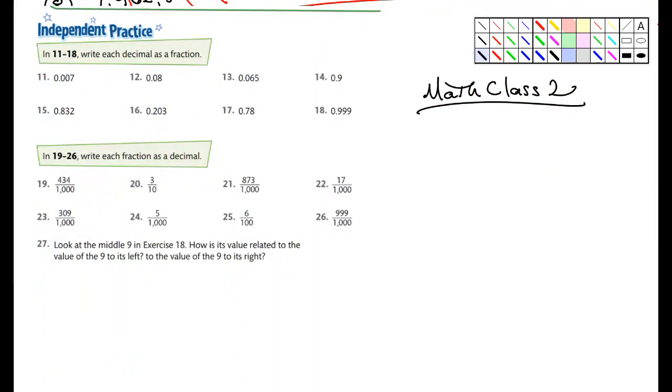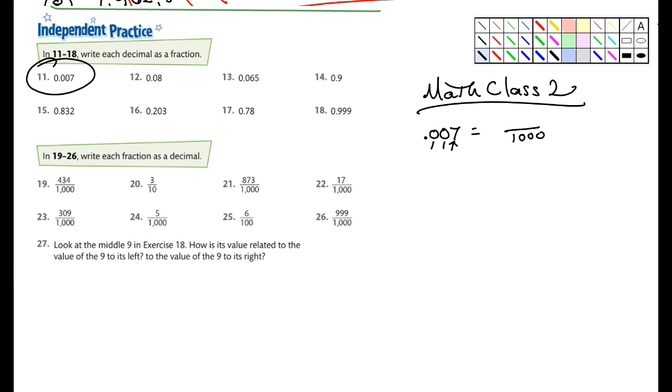So it says write each decimal as a fraction. Well, we did several of those today. Let's look at number 11 here. Write this as a fraction. So it's 0.007, and we need to write that as a fraction. Well, we have the tenths, hundredths, and thousandths place. So since we know there's 3 places, it's going to be over 1,000.